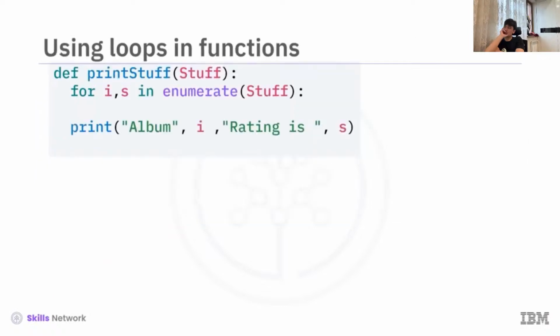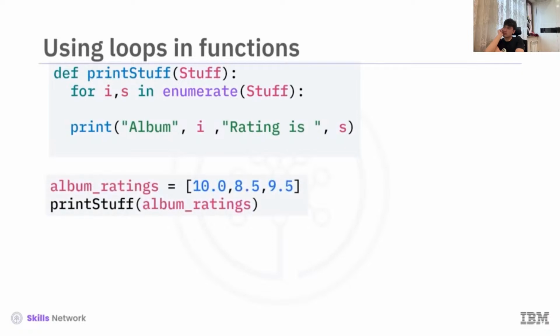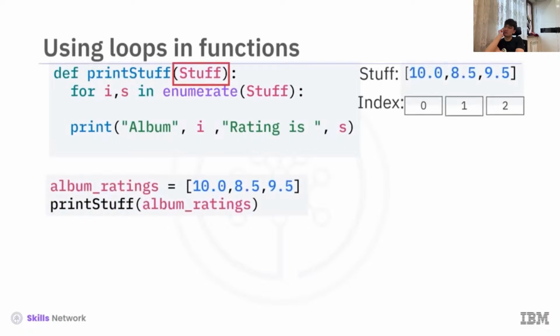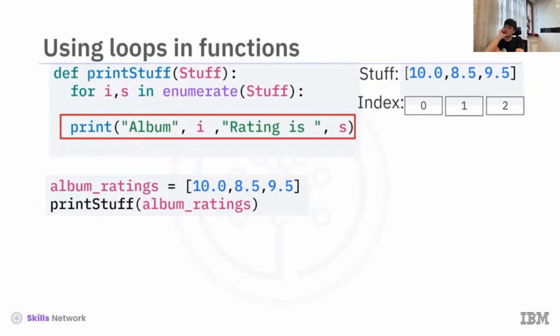We can use loops in functions. This function prints out the values and indexes of a list or tuple. We call the function with a list of album ratings as an input. Let's display the list on the right with its corresponding index. Stuff is used as an input to the function enumerate. This operation will pass the index to i and the value in the list to s. The function would begin to iterate through the loop.